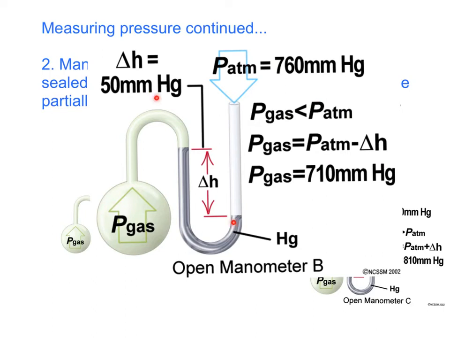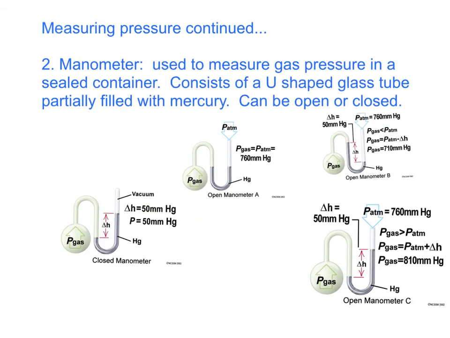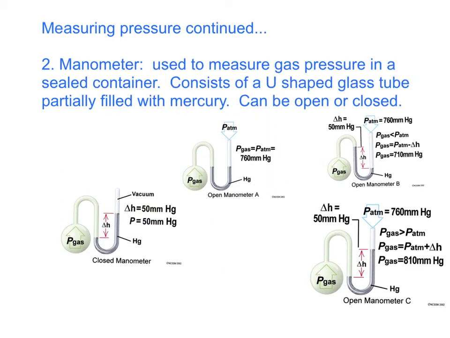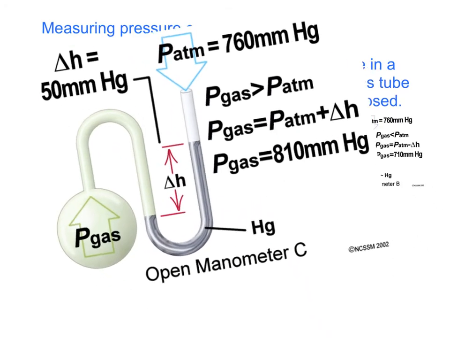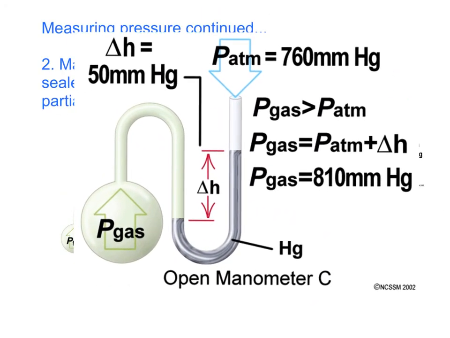All right, let's look at a third example. All right, so here's the opposite situation. So again, the atmospheric pressure is 760. But now we see we have a height difference of 50 millimeters the other way. The gas in the enclosed container is pushing harder than the gas in the atmosphere, which means this is the greater pressure. The pressure of the gas is greater. So what we need to do is take the atmospheric pressure and add on the height difference.